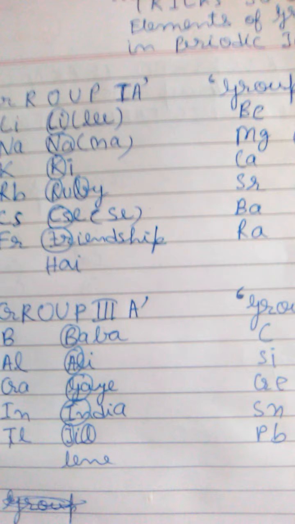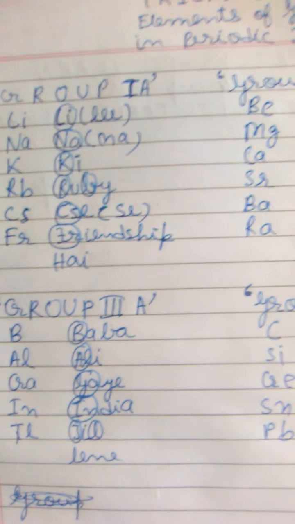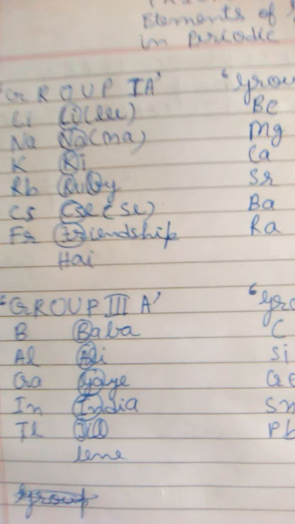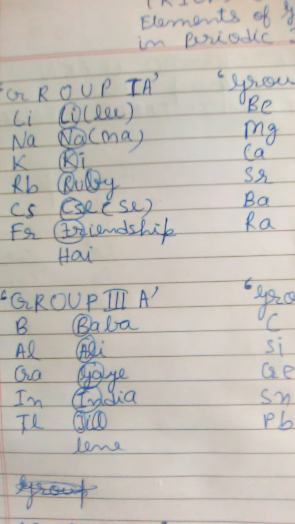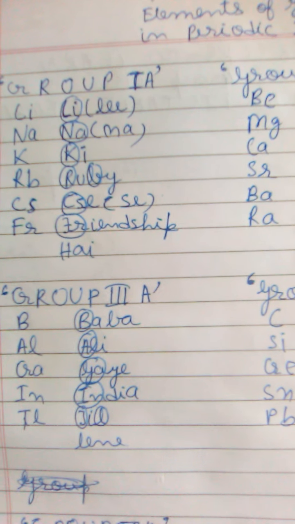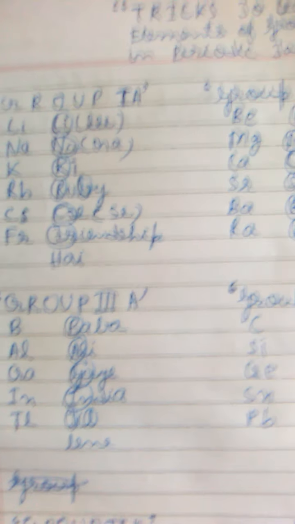So Li you can relate to lithium. Na is your sodium, the symbol Na. Ki is your K, potassium. Ruby is your Rb, rubidium. Then there is some way it connects to cesium. Friendship, the first two letters are Fr, denoting francium.